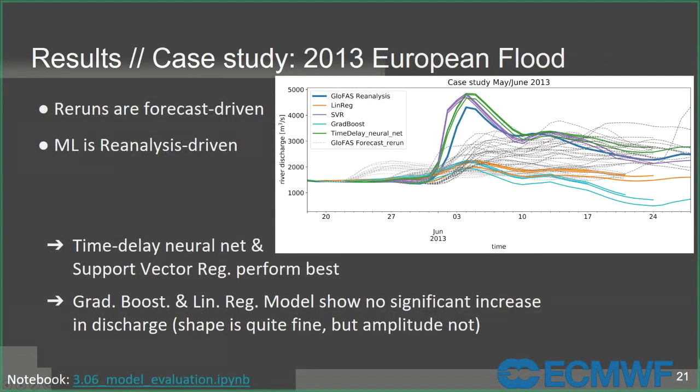And yeah, the neural net and the Support Vector Regressor captured it quite well, but the gradient boosting and the linear regression model did not. Even though the gradient boosting regressor had a similar performance, especially to the Support Vector Regressor in terms of the overall discharge value, when it comes to this single case, it doesn't capture the development at all.